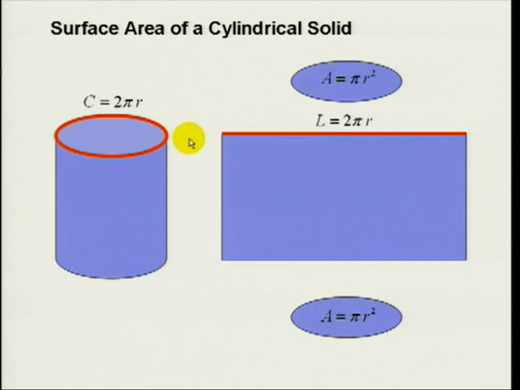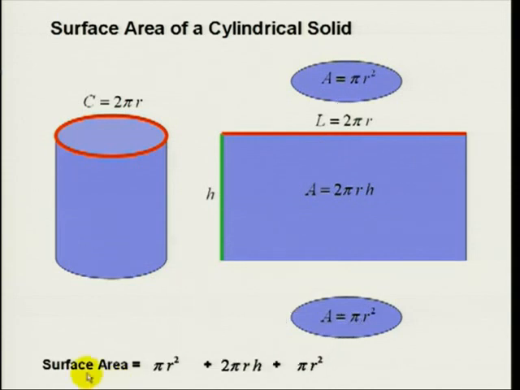And so we have a formula for the circumference, and it must be the same as the length along the top of this rectangle. We have a height for the rectangle, and so the area of this rectangle is the length times the height, 2 pi r h. Putting those all together, we get that the surface area for a cylinder is pi r squared plus 2 pi rh plus pi r squared. More commonly, we write this as 2 pi r squared plus 2 pi rh.